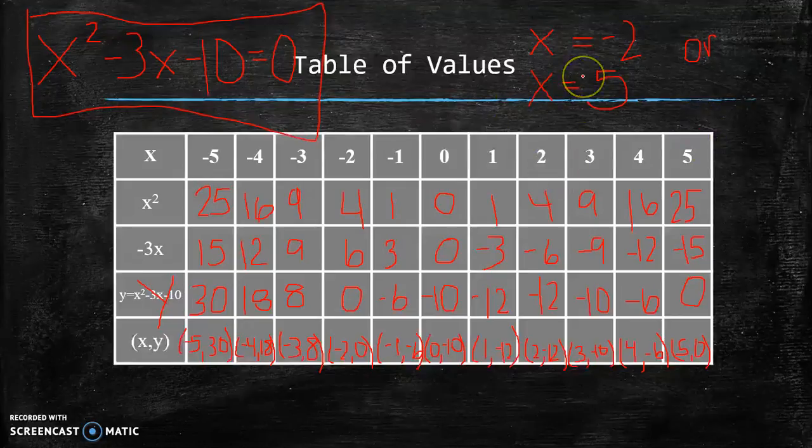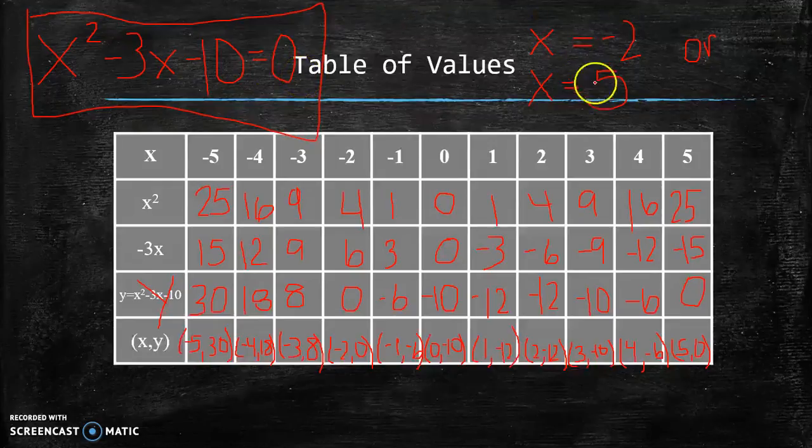This is easy to double check because if we have x equal to negative 2 and plug that back in for x, it should equal 0. So negative 2 squared is 4. Negative 3 times negative 2 is positive 6. 4 plus 6 equals 10, and 10 minus 10 equals 0.